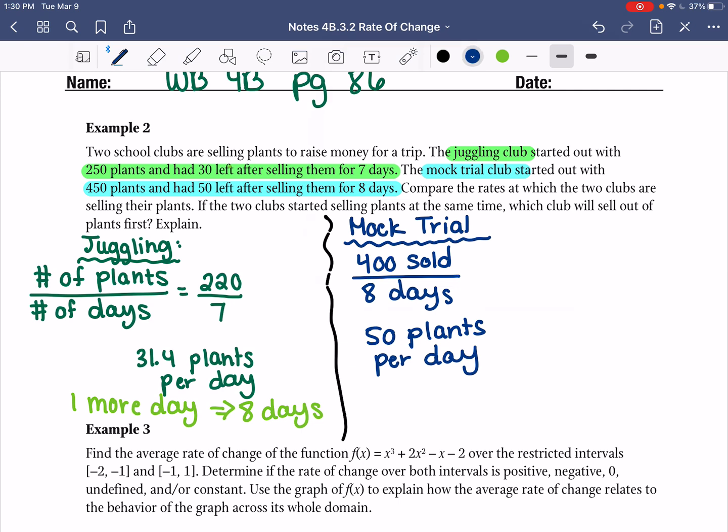Well, they've been selling for 8 days. They have 50 left. They sell 50 per day, so it should take them 1 more day, hopefully. That means it's going to take them 8 days plus 1 more, so it's going to take them 9 days total.